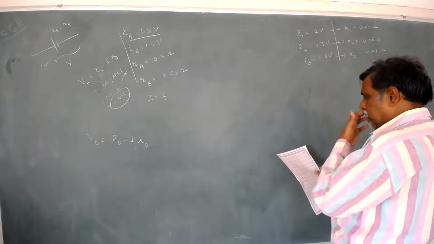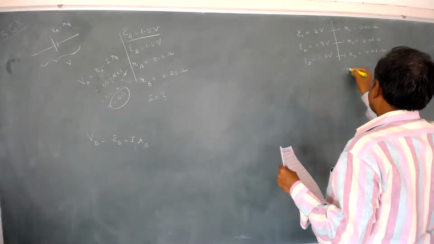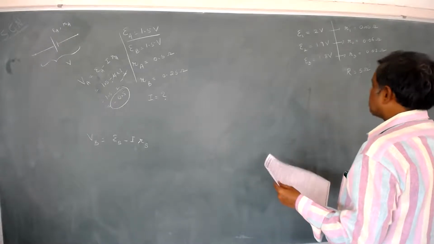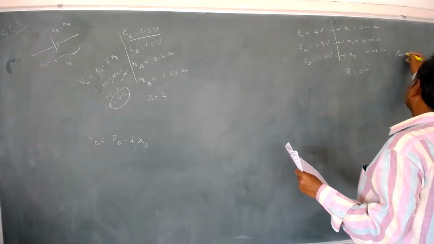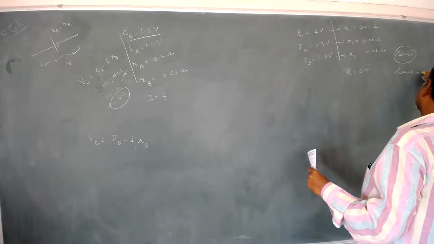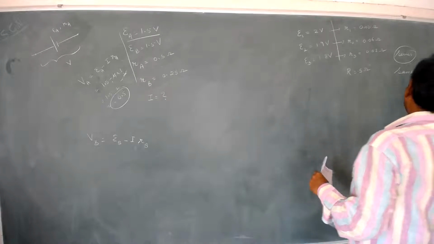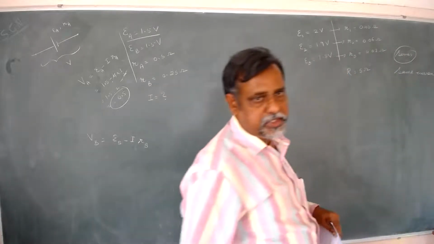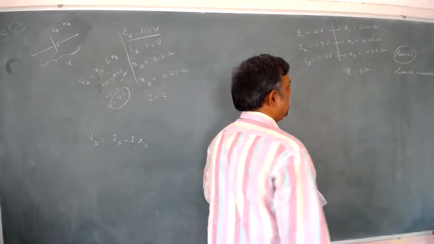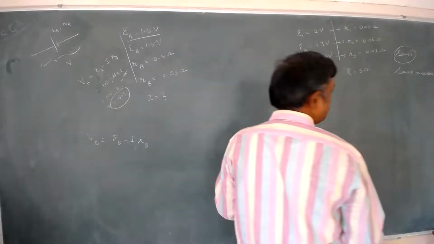The battery is connected to an external resistance of 5 ohm. Capital R is equal to 5 ohm. All these 3 cells are connected in series combination. Series combination means through each cell the same current passes. Correct? Same current passes. Right? So there are 3 cells.